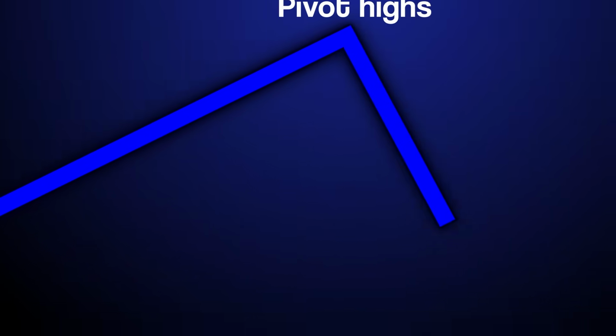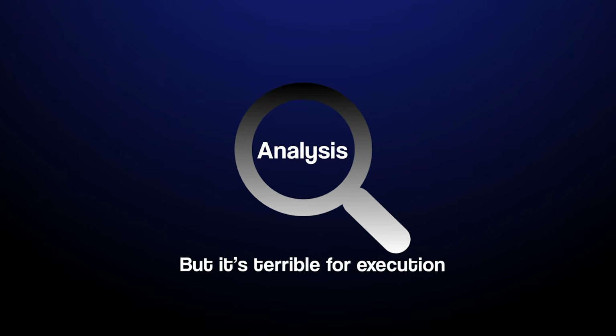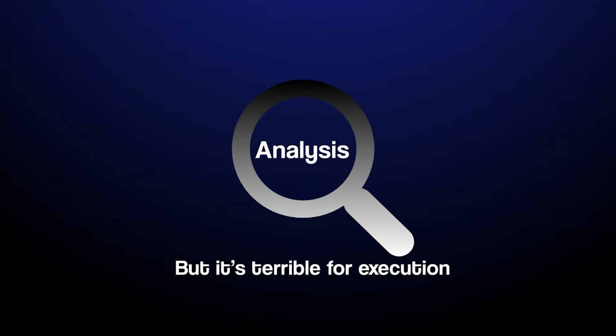Let's talk about the real problem first. Most divergence indicators rely on pivot highs and pivot lows. That means, by definition, they confirm the divergence after it already happened. That's fine for analysis, but it's terrible for execution.